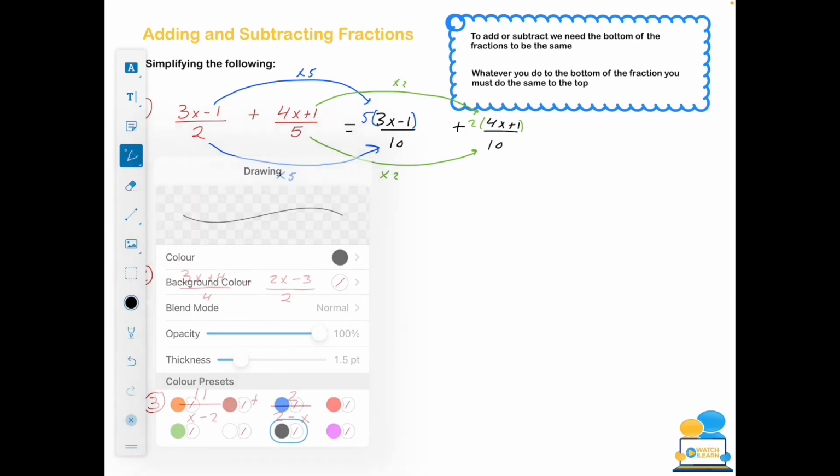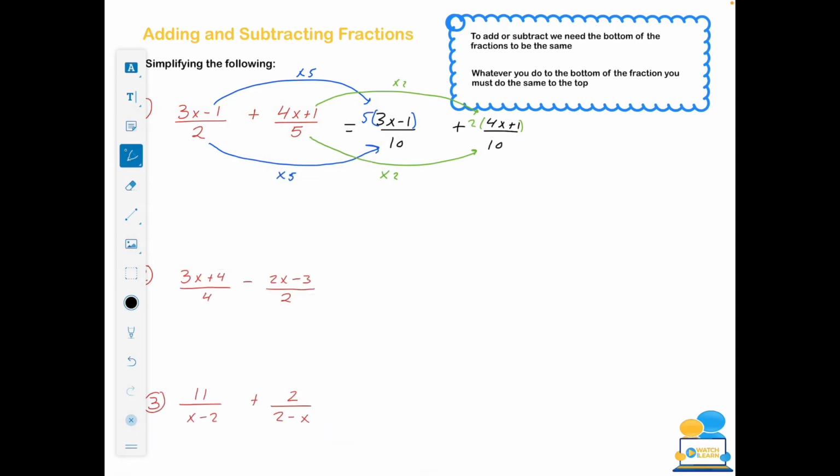Once you get to that stage, we rewrite our fraction, but we can just put it all over one fraction because the denominator is the same. So it'll be 5 by (3x minus 1) plus 2 by (4x plus 1) all over 10. Multiply at the top, so that'll be 15x minus 5 plus 8x plus 2 all over 10, which is 15 plus 8 will be 23x, minus 5 plus 2 will be minus 3, all over 10. That's our final answer.